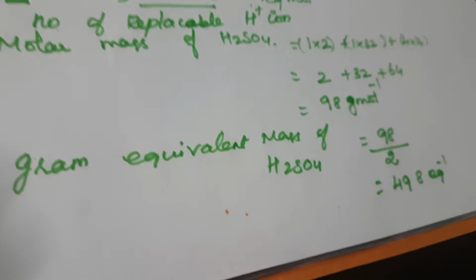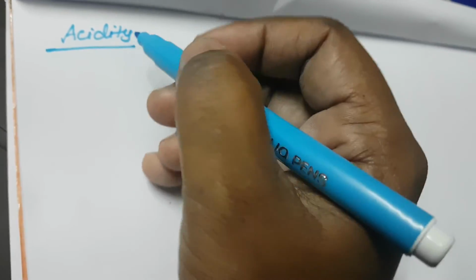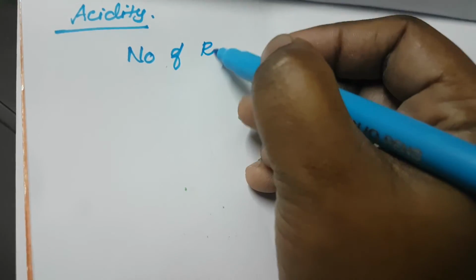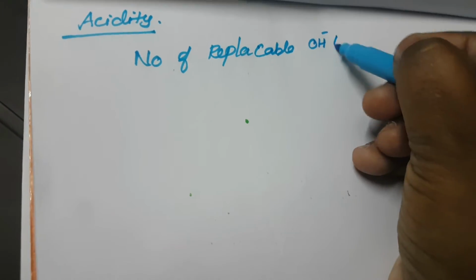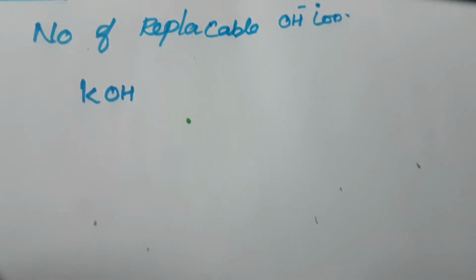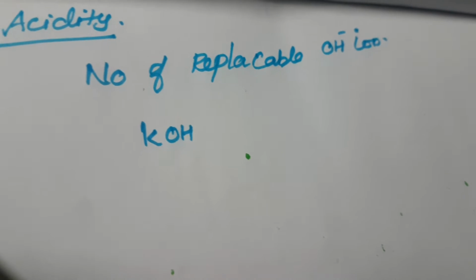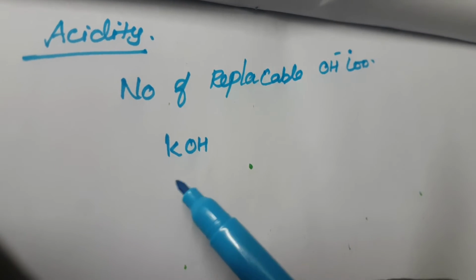Okay, so this is the first one. The second factor is acidity. What is meant by acidity? The number of replaceable OH minus ions. Acidity: number of replaceable OH minus ions. So say, for example, KOH. How many OH minus ions? How many OH ions are replaceable from this one? That is only 1. So the acidity becomes 1.